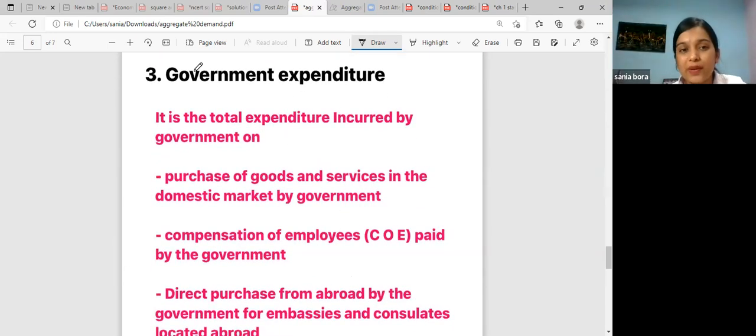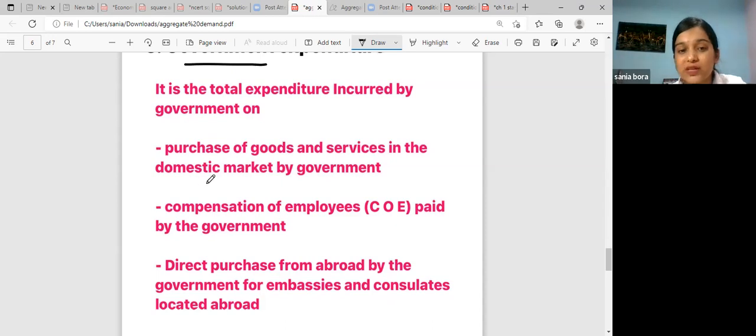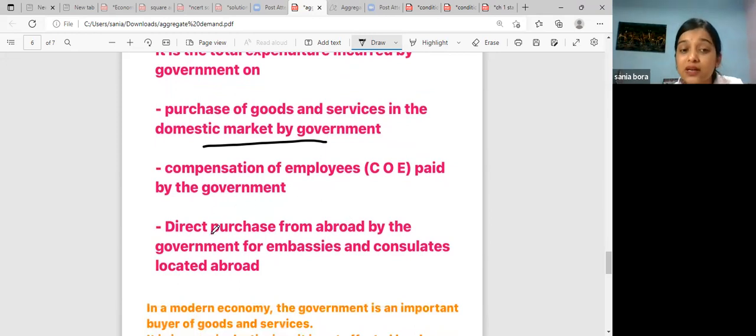Now, next is government expenditure. It's very simple. Private expenditure is what we people are doing; government expenditure is what the government does. It is the total expenditure incurred by the government on, first, the purchase of goods and services in the domestic market. Second, COE, the compensation of employees, pensions and salaries given by the government. Third, direct purchase from abroad by the government for embassies or consulates located abroad.